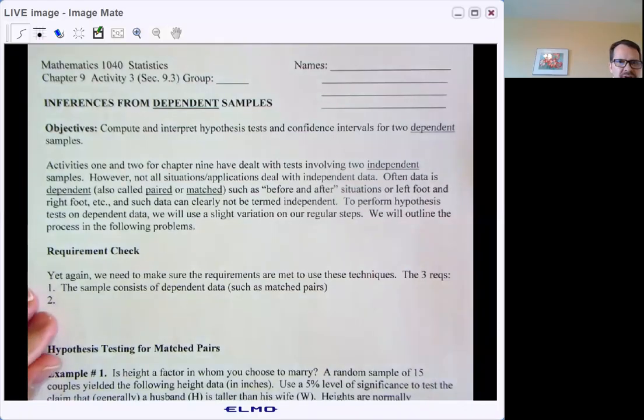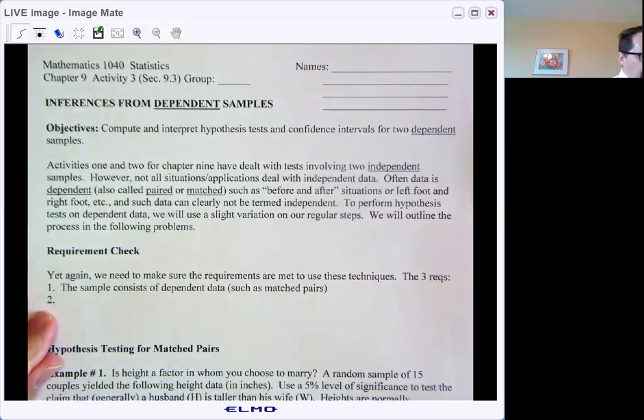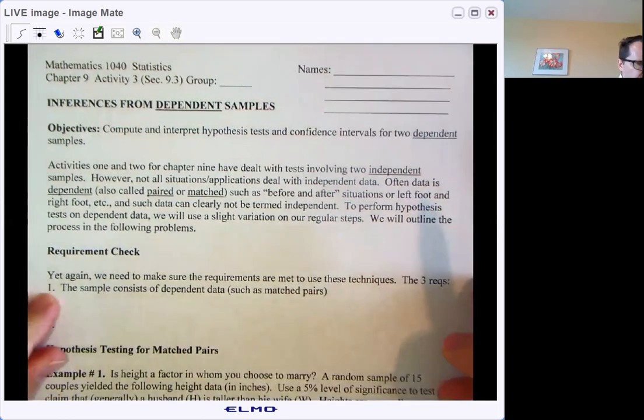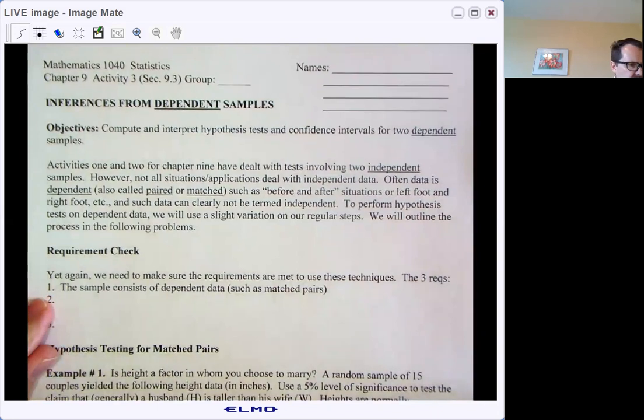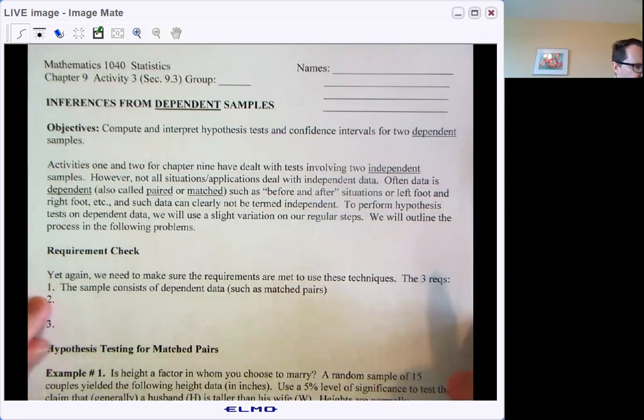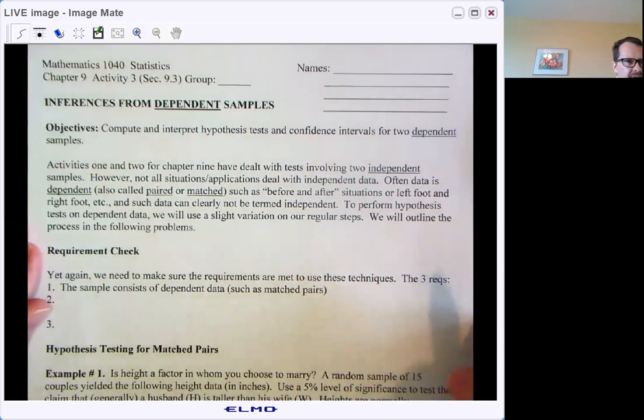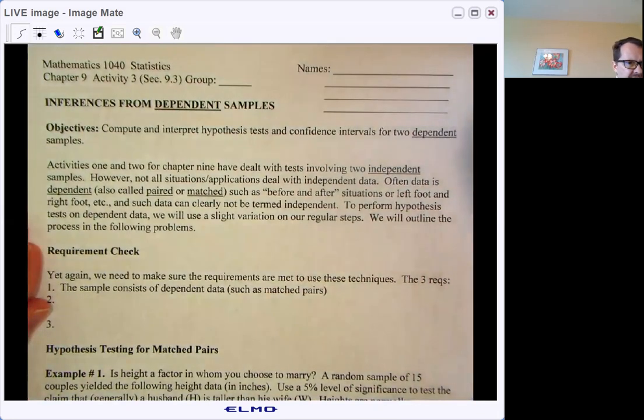Welcome to Chapter 9, Activity 3, where we're going to talk about means on dependent samples. In the previous activity, we dealt with situations where the samples were independent, meaning there was no relationship between the data values from one set and the data values from another set. However, in real life, we sometimes run across situations where the data values are in fact linked.